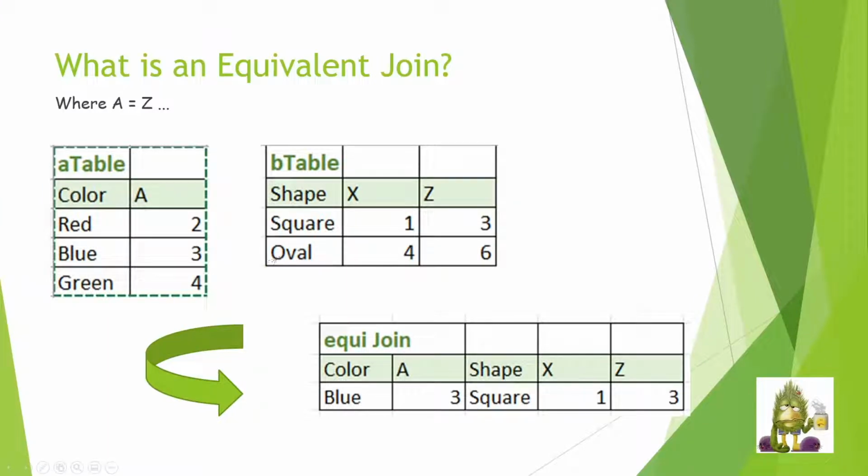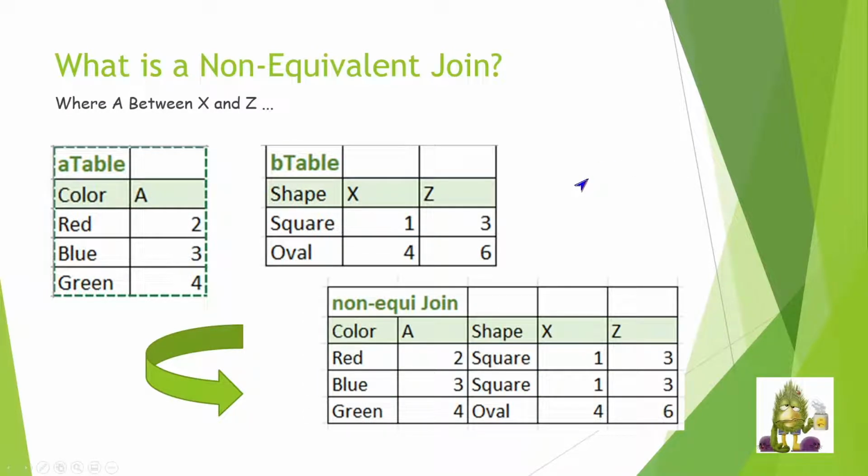So what is an equivalent join to start with? We're going to just do, like I said, a little bit of lecturing here to show you that we have two tables. We have table A and table B. An equivalent join is where we say one value from table A equals another value from table B. In this case, we say where A equals Z. And you can see that when we do an equijoin, we get one record from this because there is only one record in A that matches that criteria in B, which is blue being a square. Pretty simple. Alteryx handles this through the join operation, and you go on about your processing.